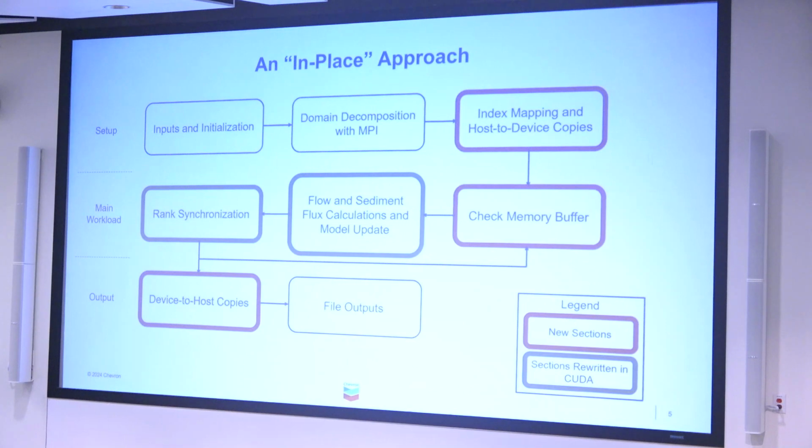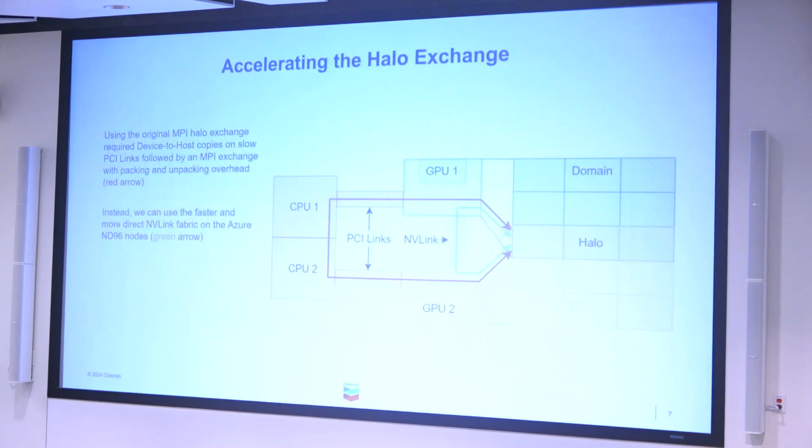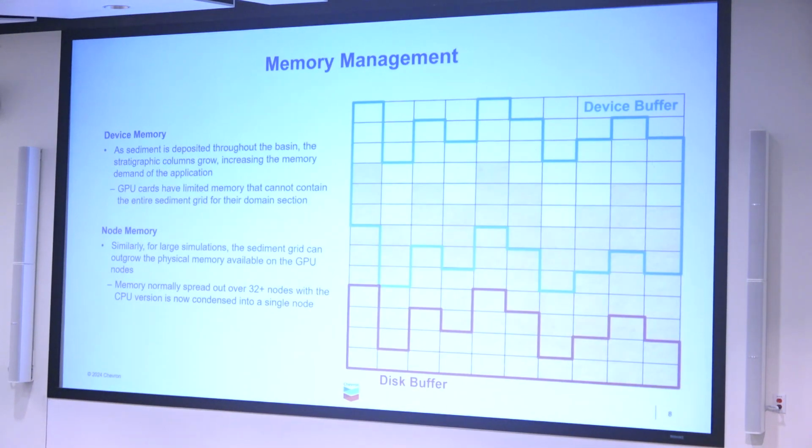Then we ran into one last issue, and that was memory. As we scaled the applications up and used the great speed up that we were getting from the GPU, we ran into memory issues on two sides. The first one, and the most obvious one when you're working with GPUs, is device memory. The device memory was simply not large enough to hold the entire sediment grid, because the sediment grid also grows as sediment gets deposited.